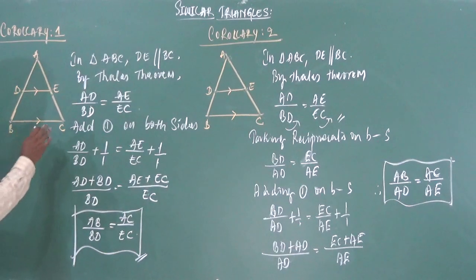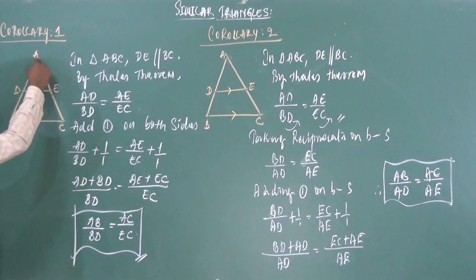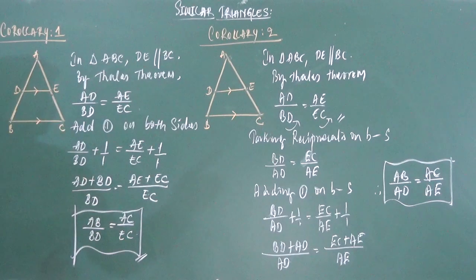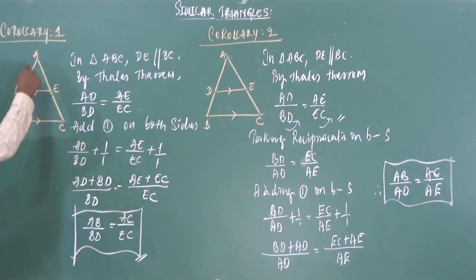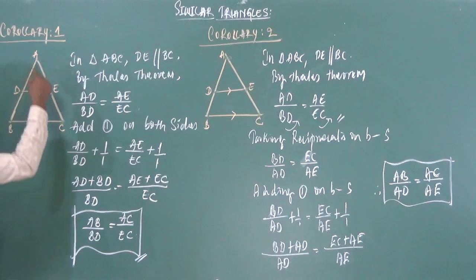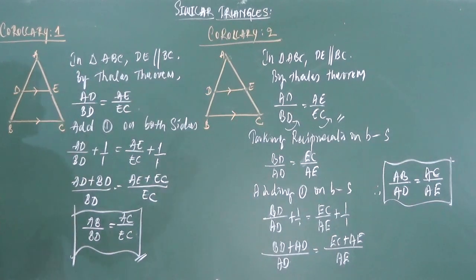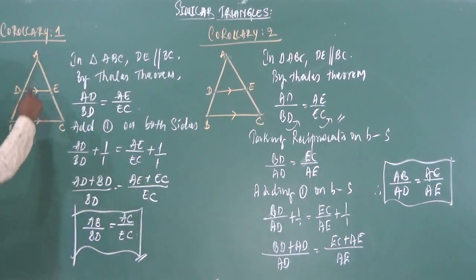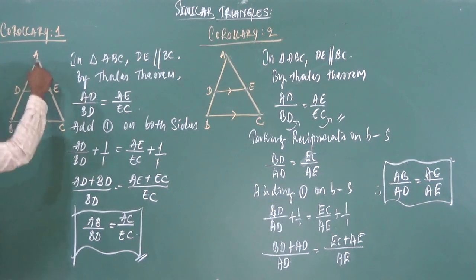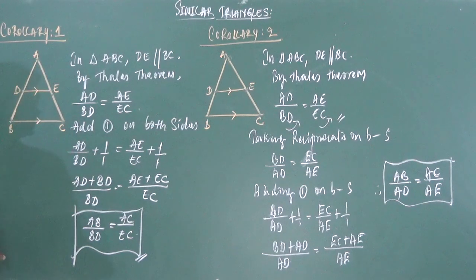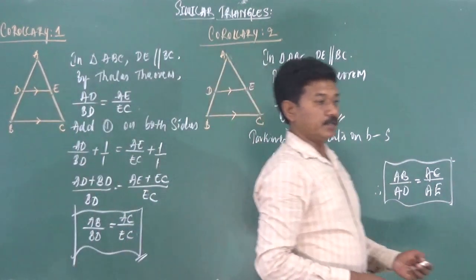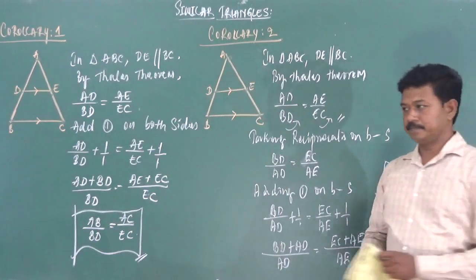So once again I will repeat BPT. AD by BD is equal to AE by EC is called the basic proportionality theorem or Thales theorem, that is the basic theorem. AB by BD is equal to AC by CE is corollary 1. Next, AB by AD is equal to AC by AE is corollary 2. Until now you have got the things. Then we will go with the third corollary, corollary 3. Very important.